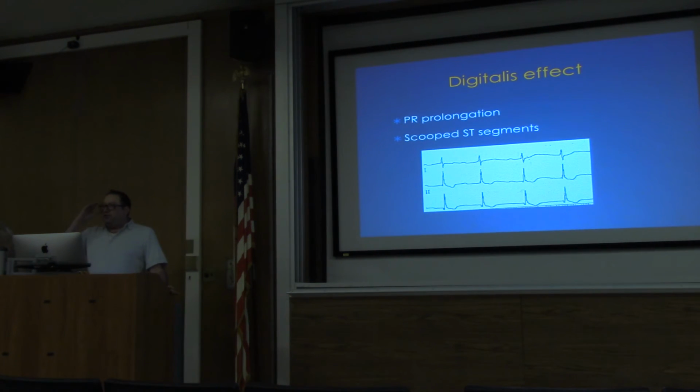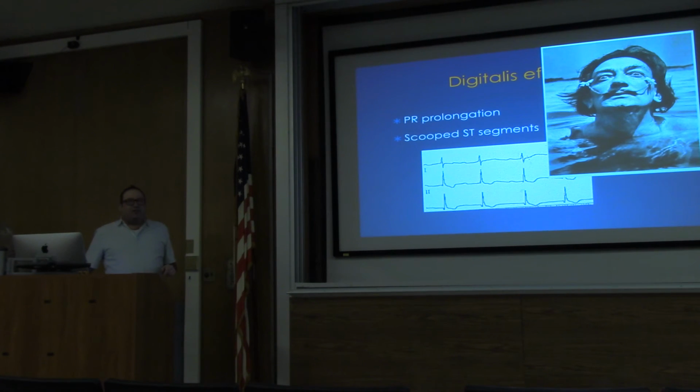Kind of classic things you can see on EKG, DIG effect. So you can see PR prolongation, and this kind of scooped ST depression is a really classic DIG effect. If you learned your EKG reading from Dubin, you may remember this being called Salvador Dali's mustache. It kind of looks like half of his mustache, so if that helps you remember it, that's great.